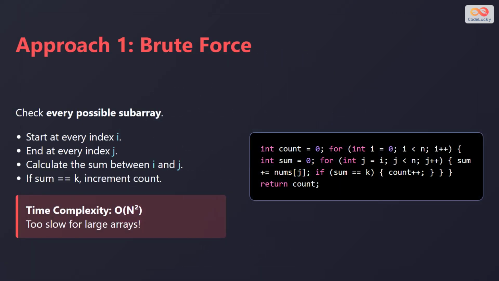The most intuitive approach is brute force. We simply check every possible subarray. We start at every index i, and for each starting point, we expand to every possible ending index j, calculating the sum each time. If the sum equals K, we increase our count. However, this requires nested loops, resulting in a time complexity of O of n squared, which is too slow for large inputs.